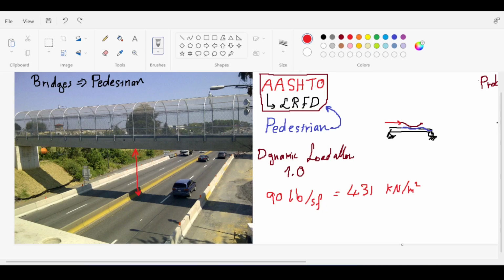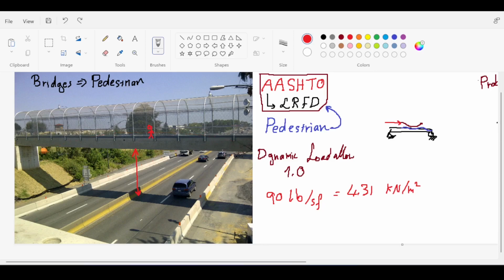Now, in pedestrian bridges, things get a little bit more spicy because there are people here. So any collision will harm people. But when you have a highway bridge, first of all, the car is not on the edge.